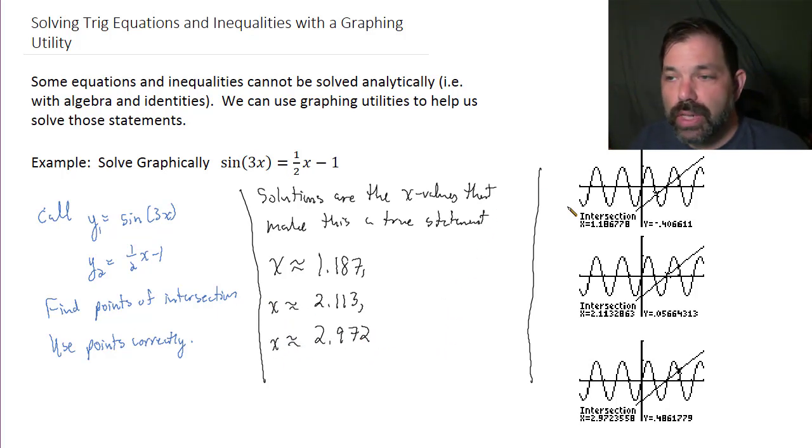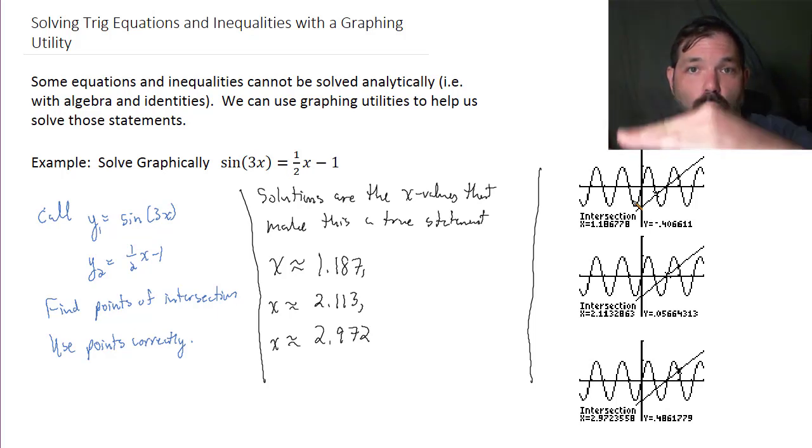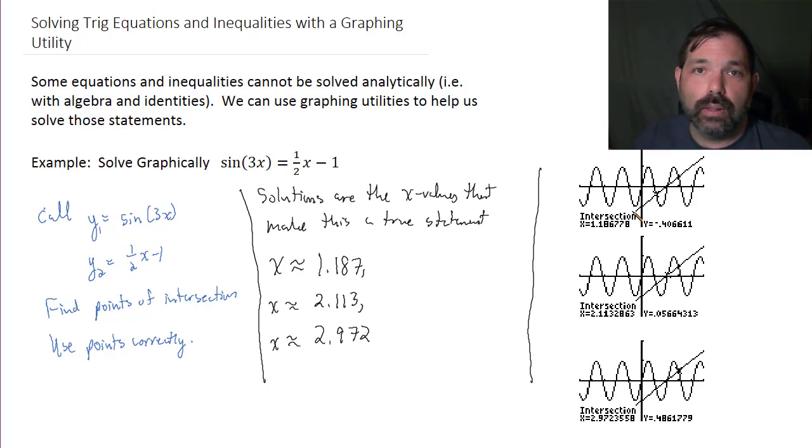And those are the only 3 reasonable solutions, because if you think of this curve, the line 1/2 x minus 1, it's going to keep increasing. And the sine curve, sine 3x, is just going to keep on moving up and down between -1 and 1. It can never hit the line 1/2 x minus 1 again. So there are the 3 solutions of this equation.